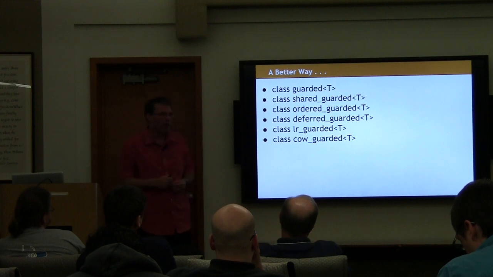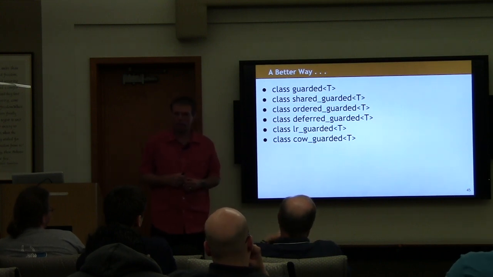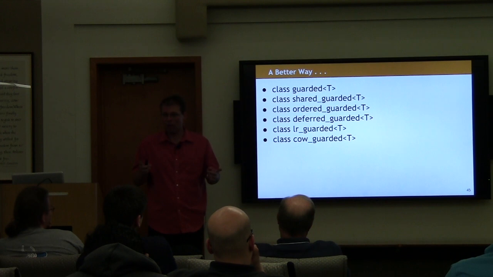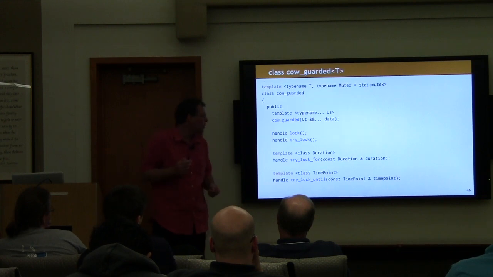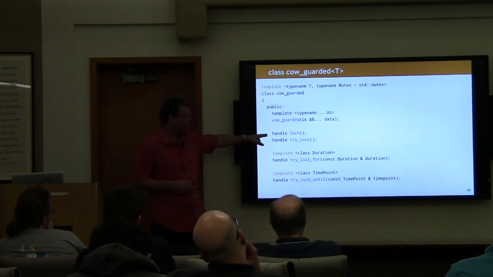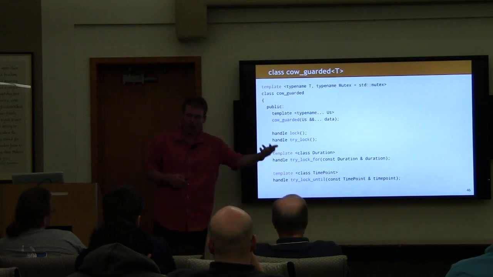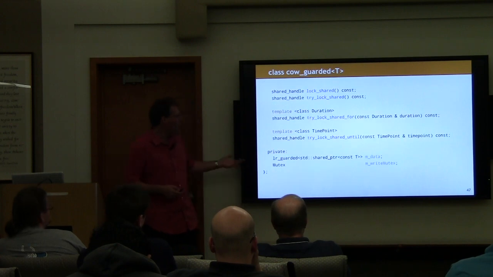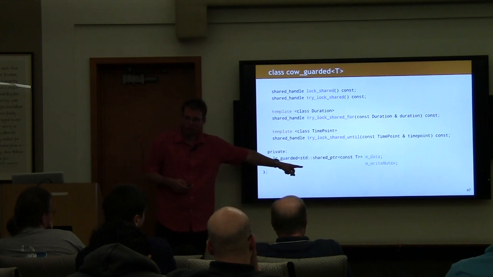That's often a very useful property. Well, let's create a copy on write guarded variable. Now, I know copy on write is not the way to implement a container library, but it is useful here. We have our same lock, try lock. We have an exclusive handle. So we've gone back to the model where you can acquire exclusive access and shared access. What do we have internally backing this up? Well, we have an LR guarded shared pointer.